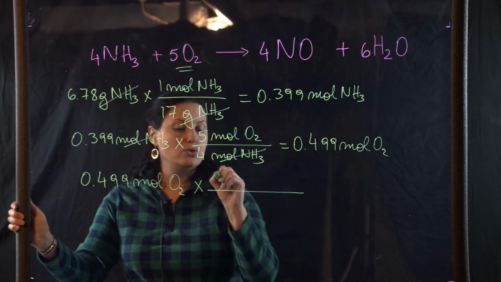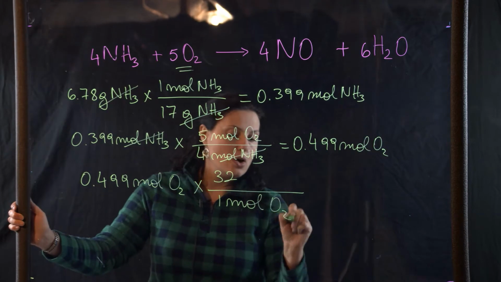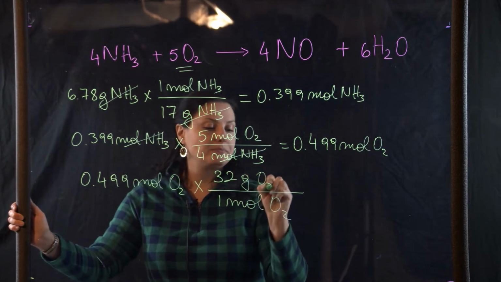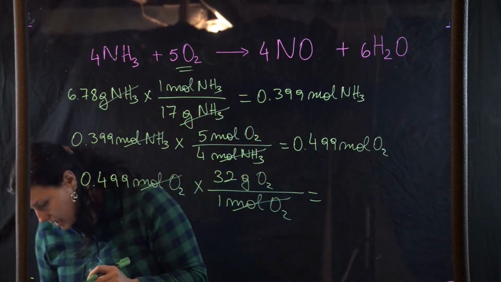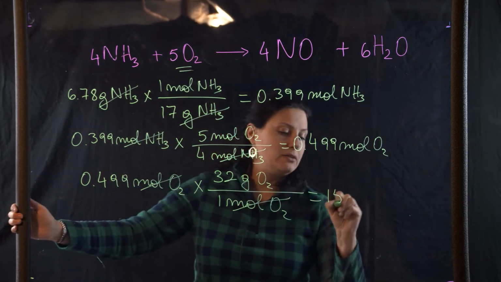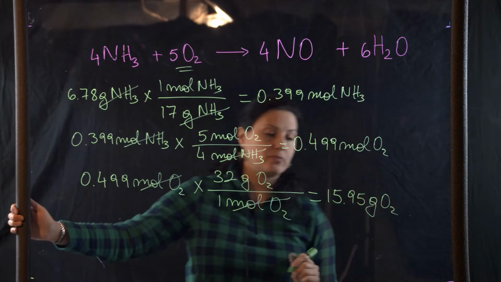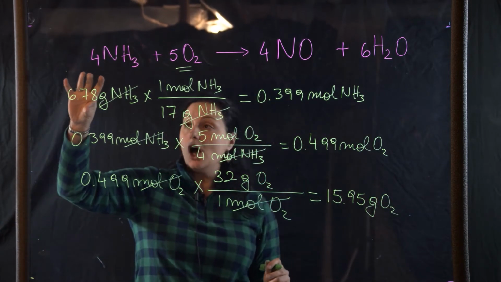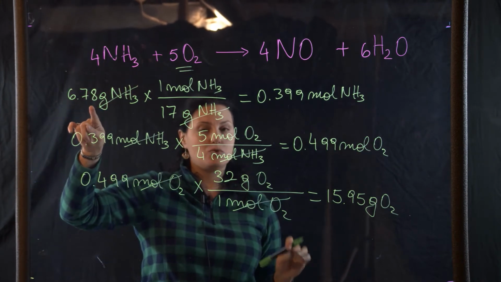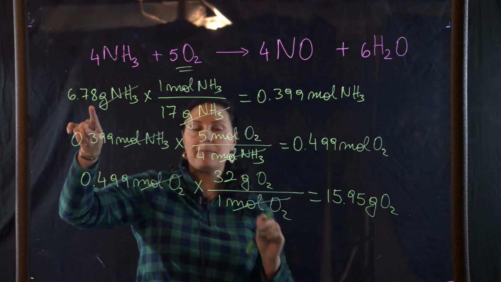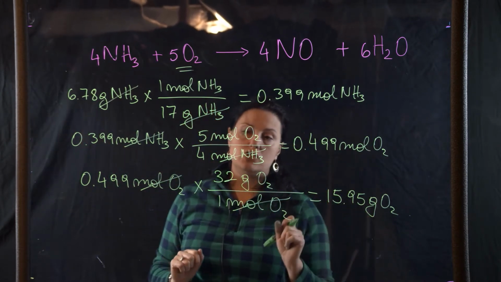I know that 1 mole of O2 weighs 32 grams. Moles will cancel out, and if I do this math, it gives me 15.95 grams of O2. So to react all of the amount of NH3, so 6.78 grams, which is what we started with at the top, requires 15.95 grams of oxygen.